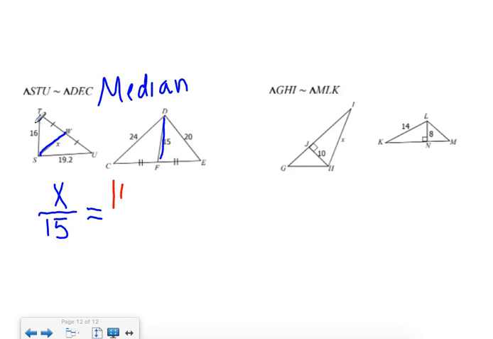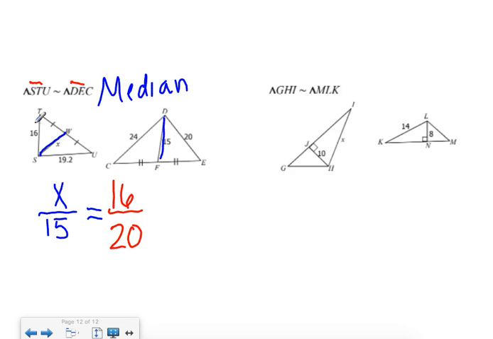Okay, how did you know 16 matches with 20? You're right, but how do you know? Oh, it's the top thing that says STU and DEC. So he saw that ST matches DE. Perfect. Or if you didn't notice that, what were you thinking, Gabe? They're the two small sides. Yeah, 16 is smaller than 19, right? Which one's smaller here? 20. So that's how you can know it too.